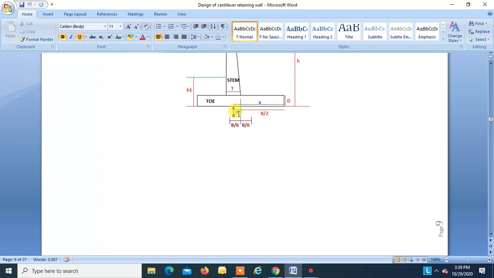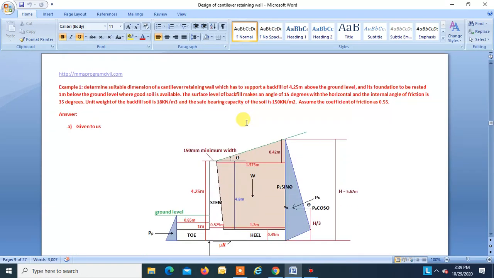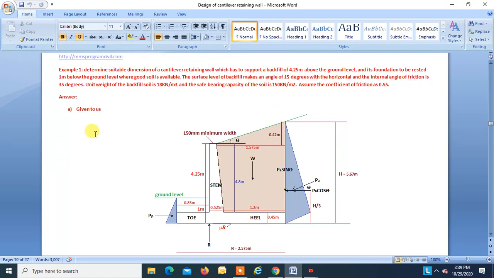This eccentricity E should be less than B by 6, or you can say R should fall in the middle third of the footing, okay, base slab, right. Now, let us try to understand this through an example, okay.